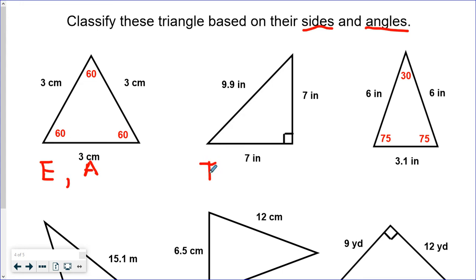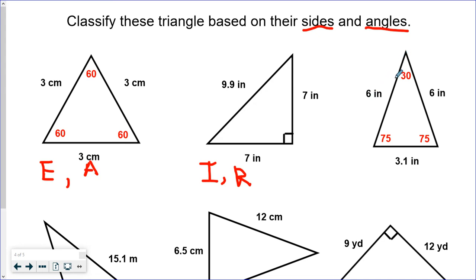So I'm going to label this with an I. Okay, so I know this is an isosceles triangle. Now I want to look at the angles. If I look at this angle, this looks like an acute angle. This looks like an acute angle. But this one here looks like a right angle. And since one of them is a right angle, I would call this also a right triangle. So this is an isosceles right triangle.